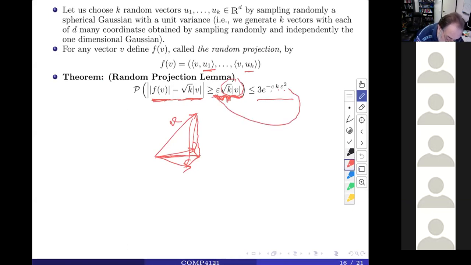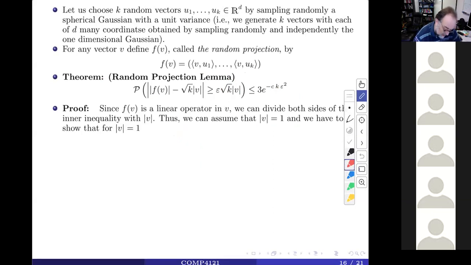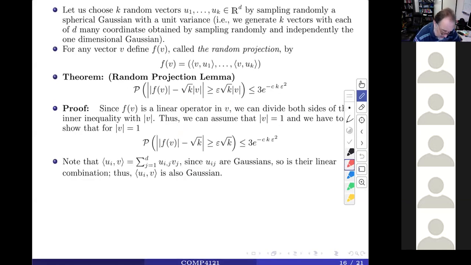So epsilon is the bound, right? k is how many vectors you used for projection, and c is a constant independent of the dimension. It's this 1 over 96, or can be actually made larger than that, but with a more complicated calculus. And the proof is a direct application of the previous theorem because you just notice that the scalar product of ui and v, namely the projection, is equal to the sum of uij times vj, right? That's the definition of the scalar product.